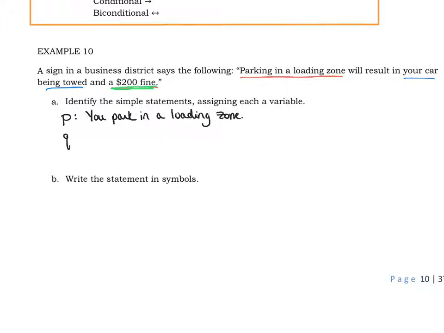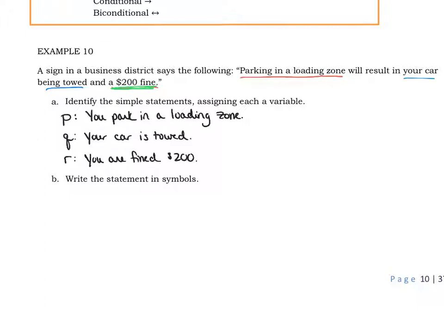All right, Q would be the next one. So I'm just going to go in order. We don't need the "will result in," but like, your car is towed. That's really what happens. Okay, so your car is towed. And then R, what's the other thing? Well, you get a $200 fine. So I'm going to say you are fined $200. Okay, you can say you have to pay a $200 fine. I don't care. Just, again, make sure it's a sentence that makes sense. Don't just say "$200 fine." That doesn't count.